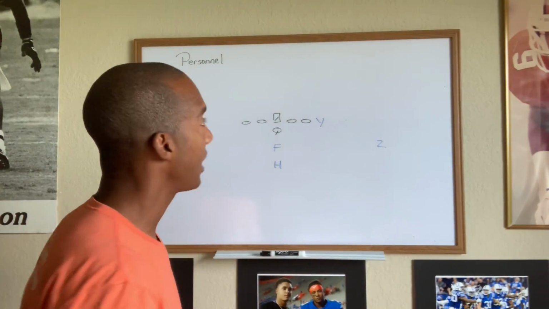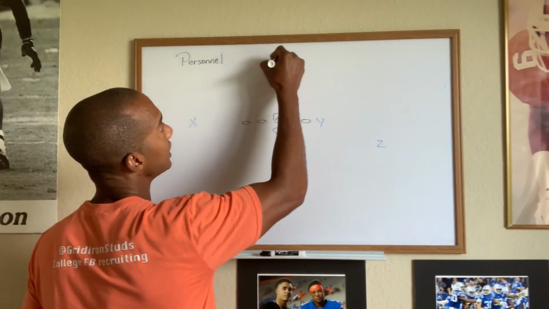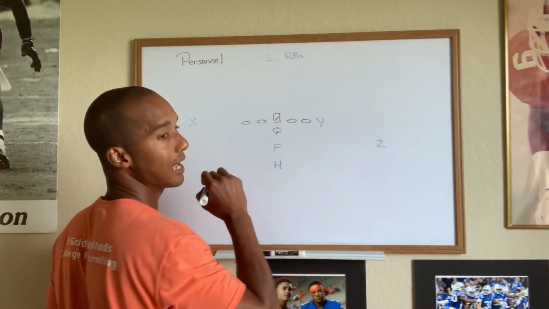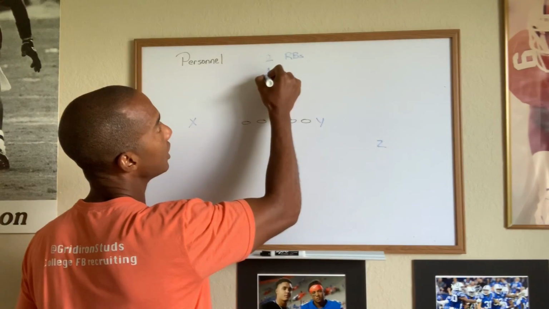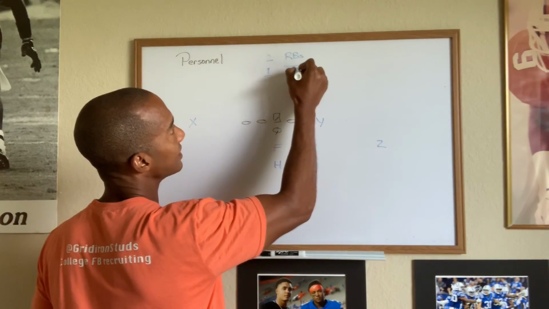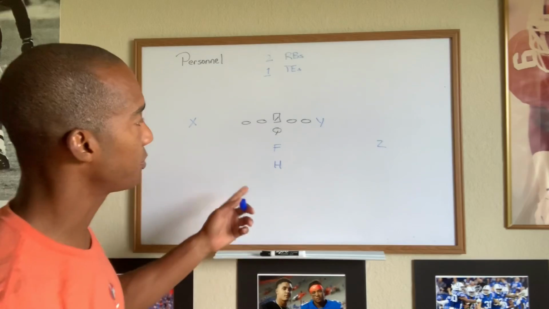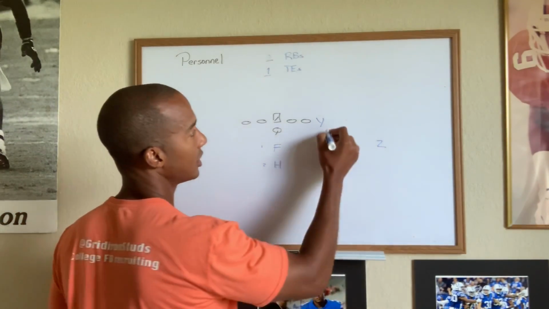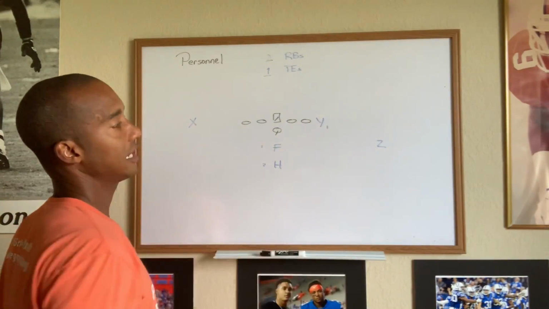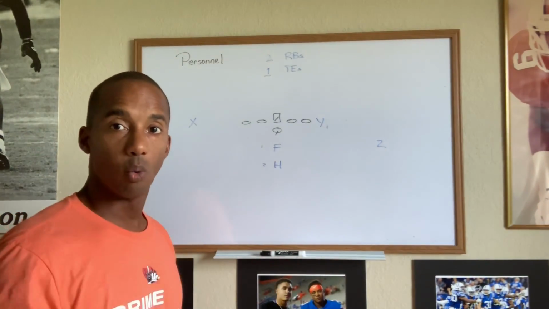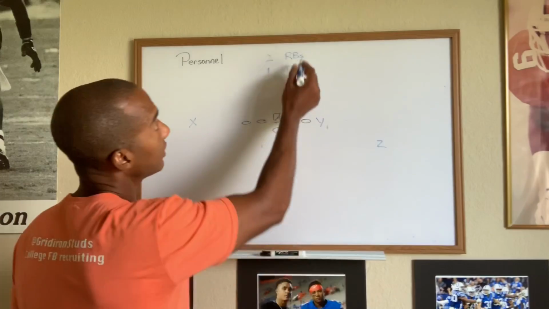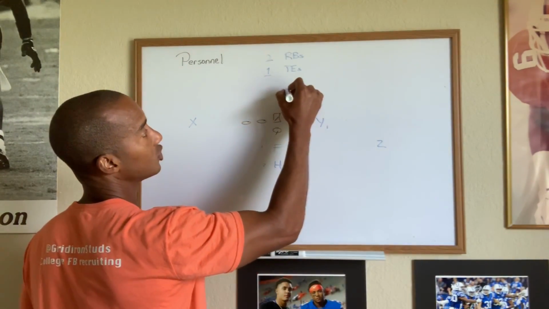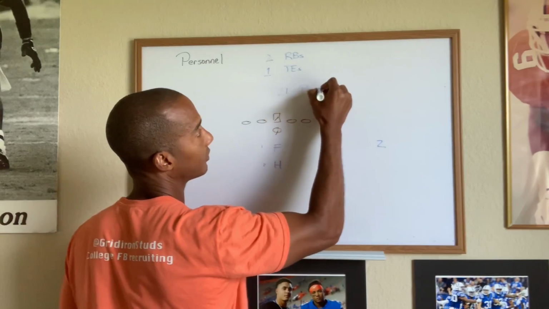And what do we mean by that? The first number is the amount of running backs that are in the game. The second number is the amount of tight ends that are in the game. So in this particular case, we have 2 running backs, and here we are with Y at the end of the line of scrimmage. That's our tight end, 1 tight end in the game, and so now we have 21 personnel.